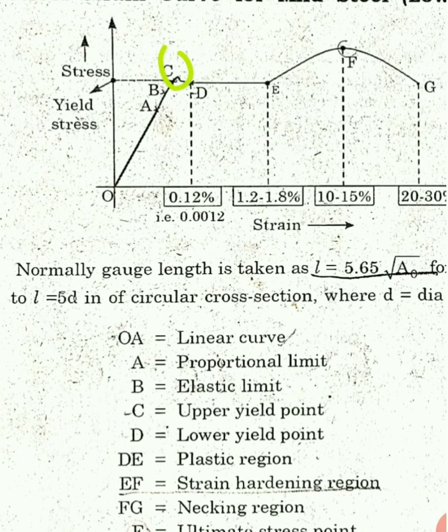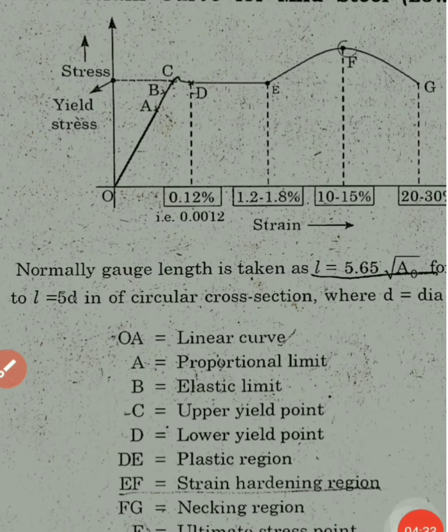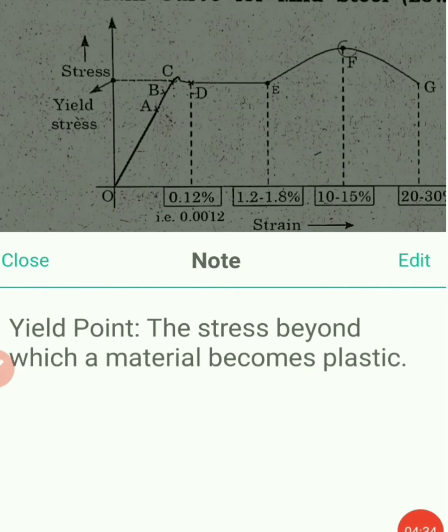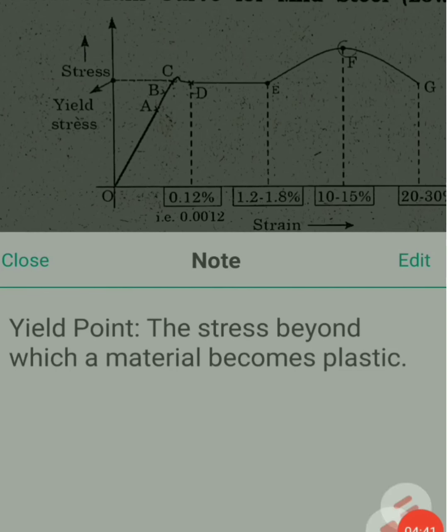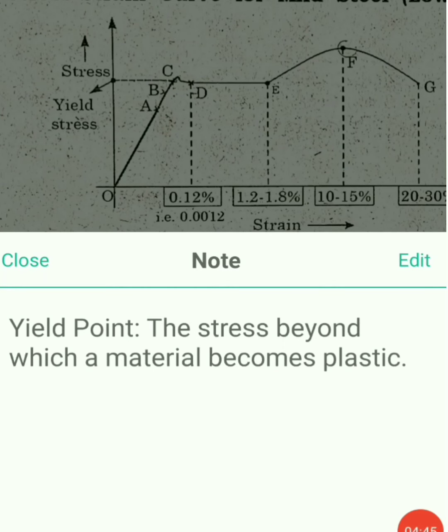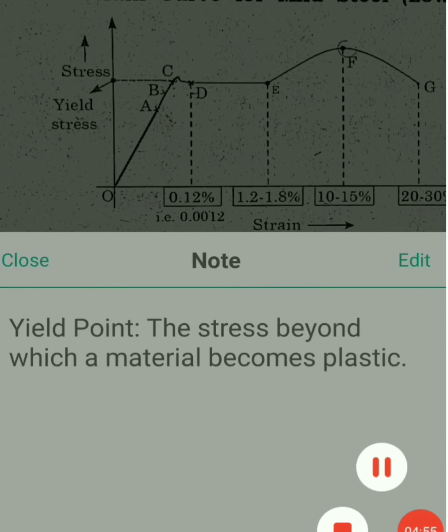C is your upper yield point and D is your lower yield point. Before that, you should know what the yield point is. Yield point is the stress beyond which a material becomes plastic. It means that the material becomes plastic and it cannot regain its shape. It is the point where permanent deformation starts in the body.